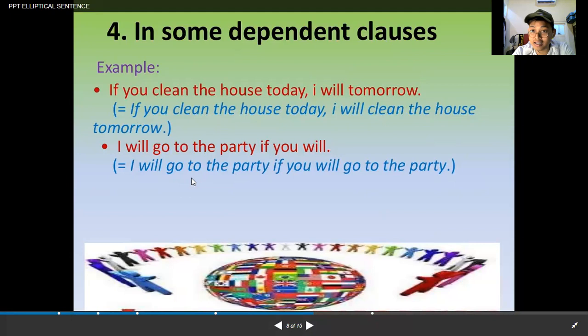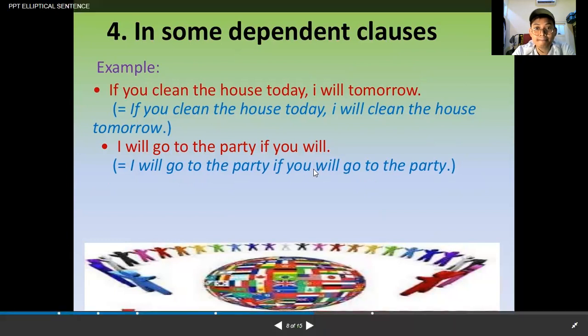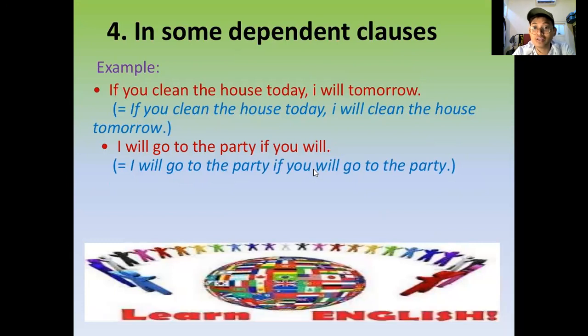I will go to the party. It's an independent clause. And the second one, if you will go to the party, is actually a dependent clause. So they have the same verb, which is will go to the party, and also the adverb of place.